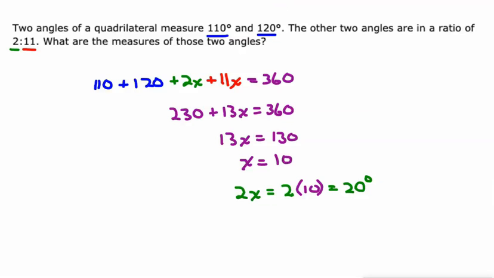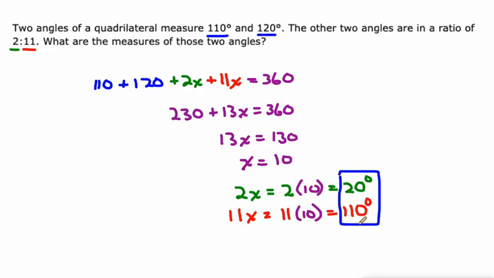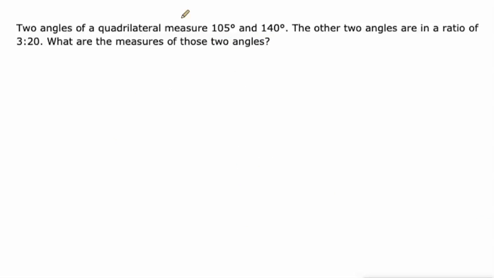All right, our other missing angle is 11 times x. And we now know that x is 10, so we'll do 11 times 10, which is 110 degrees. So our two missing angles are 20 degrees and 110 degrees. And that would be 130 plus the 120 plus the 10. That would all add up to 360 degrees. Let's do that one more time.